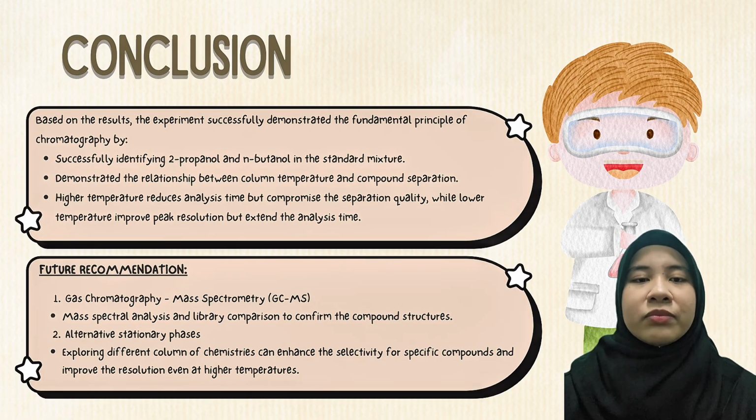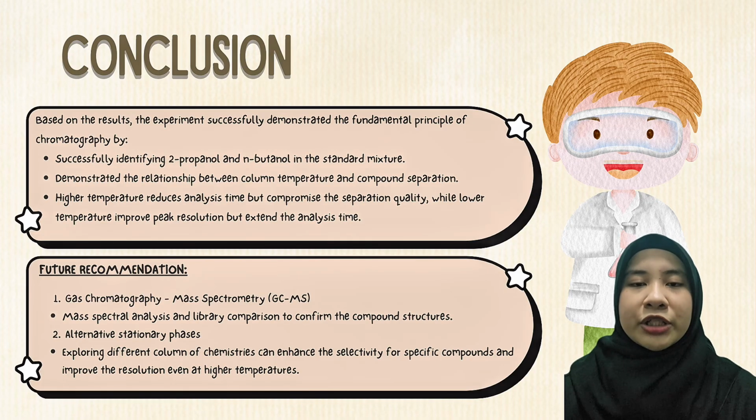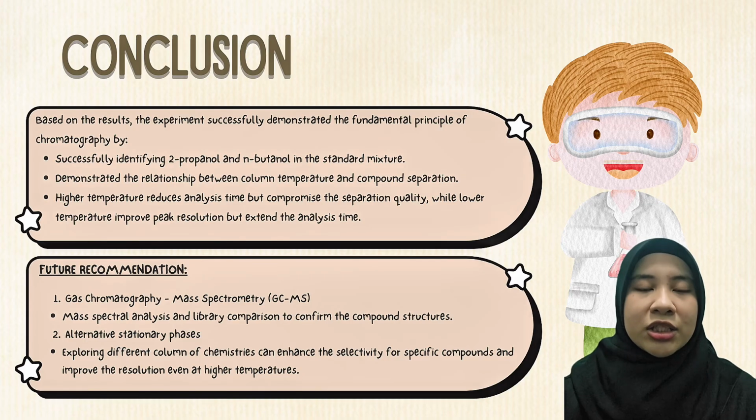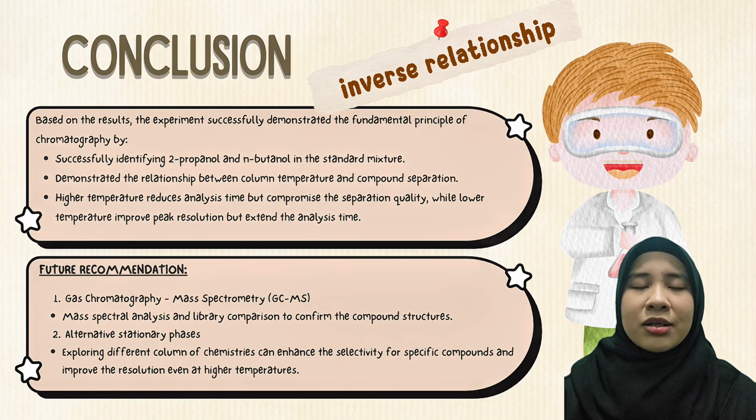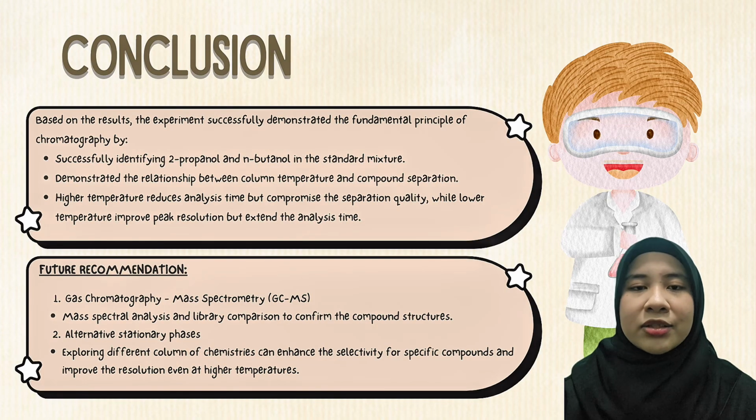A key takeaway from this study was the critical relationship between column temperature and separation quality. We observed what is often called the statistical truth of gas chromatography analysis. While higher temperatures allow us to reduce analysis time and work faster, they often compromise the quality of the separation. Conversely, lower temperatures significantly improve our peak resolution, but they extend the analysis time. Essentially, we have shown that temperature and retention time share an inverse relationship that must be carefully balanced.